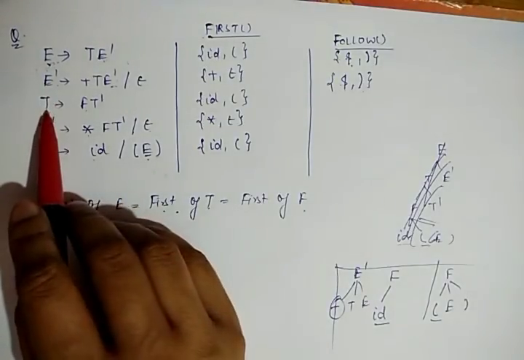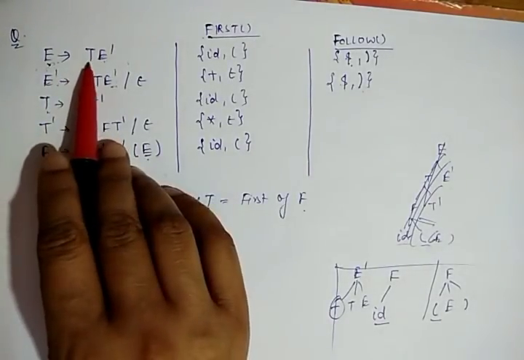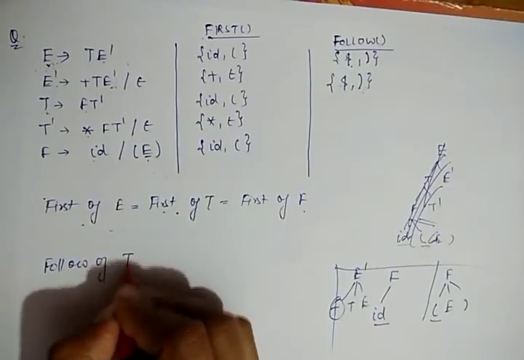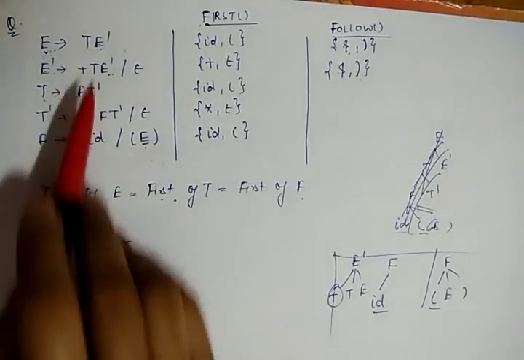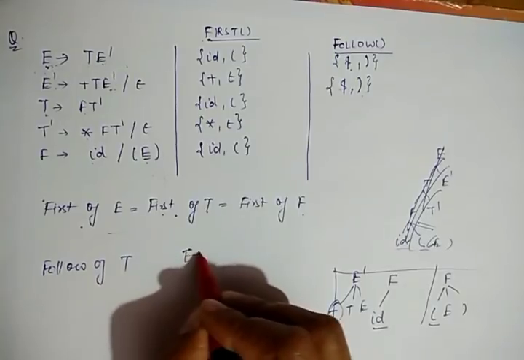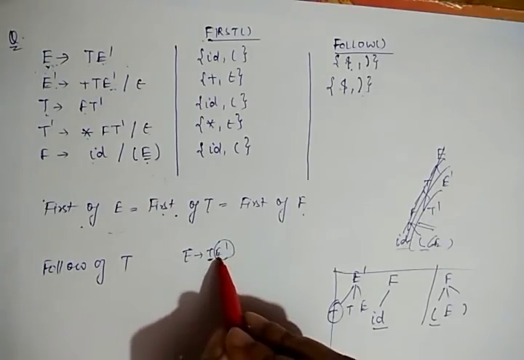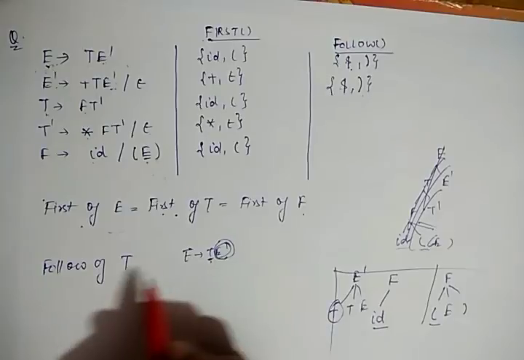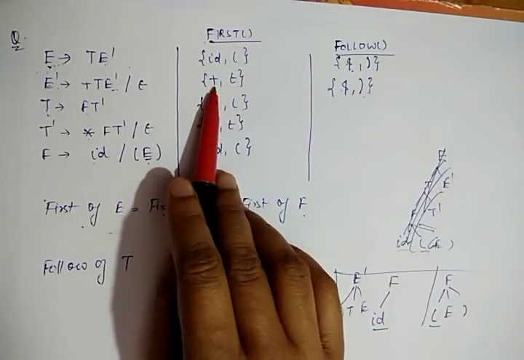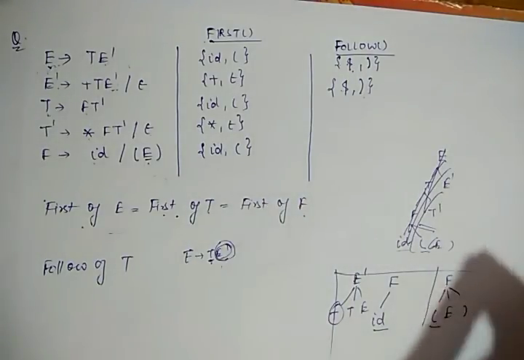Okay. Now what is follow of T? Now check, as T appears two times in the right hand side, so first we consider this T. If I consider E derives T E dash, then what is follow of T? T is followed by E dash, means the first of E dash. So for finding the follow of T, we just see what is the first of E dash. What is the first of E dash? Plus and epsilon. But the important property is that epsilon never comes in the follow function.